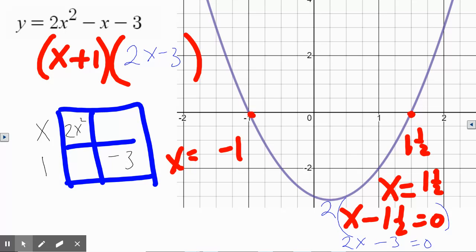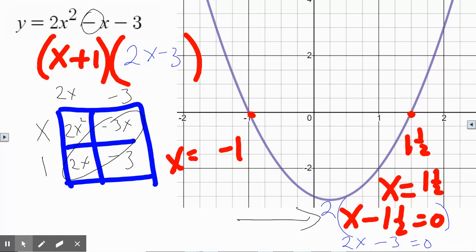So if you're uncomfortable doing this business down here, then one way of getting the other factor is to say, oh, if I know one of the factors, I can get the other one. This has got to be 2x up here because they have to multiply up to 2x squared. 1 times negative 3 makes negative 3. And we could double check to make sure the other 2 add up to the right number. Let's see, negative 3x and positive 2x, since 1 times 2x. And then negative 3 plus 2 makes negative 1, which is what we're supposed to get for the middle term.